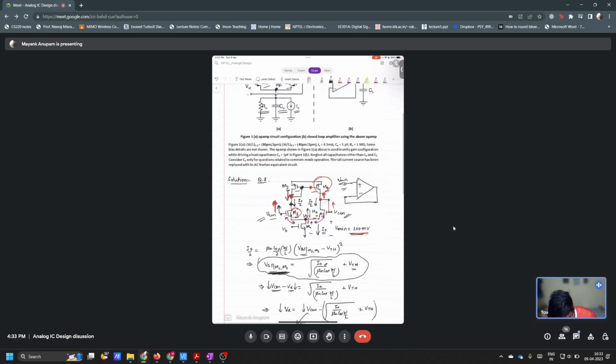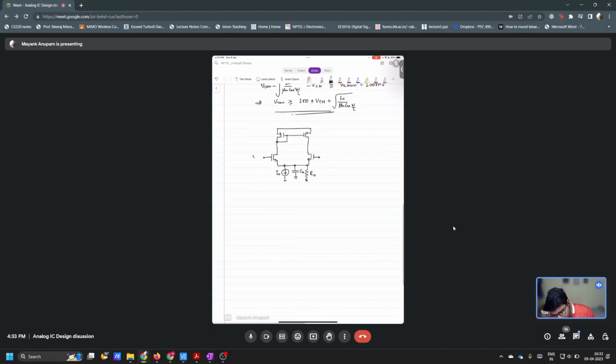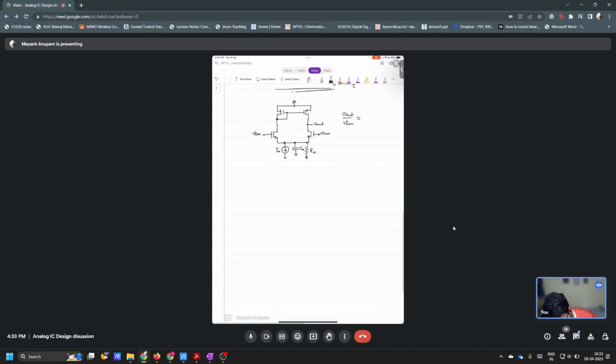So this is R naught, C naught. This is VCM, this is also VCM. You have to calculate V out over VCM, right? Now tell me how will you find it out? So first you have to draw the incremental picture, right? Yes, sir. So what should happen in the incremental picture?